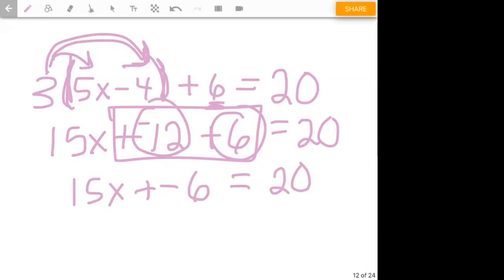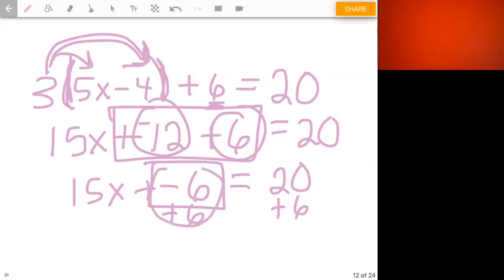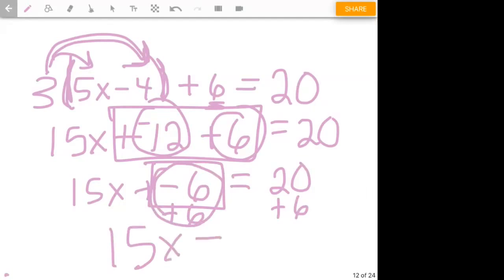Okay, so now we have this negative 6 here. We want to figure out what x is, so we want to get this out of there. So we're going to undo it. To undo it, we're going to add 6. And whatever you do on one side, you have to do on the other. So if we add 6, what's going to happen to these? It's going to cancel out. And so that's gone. And then we have to do 20 plus 6.